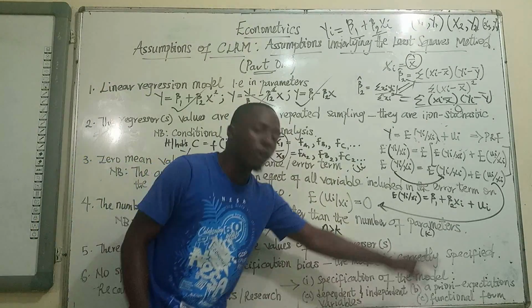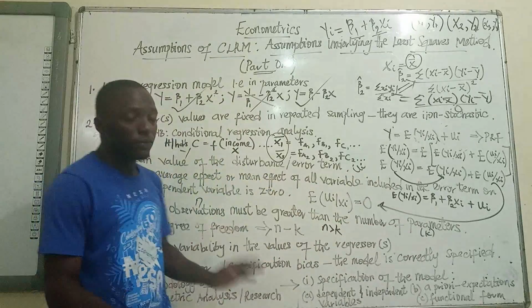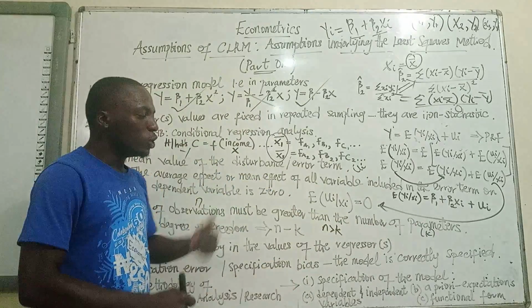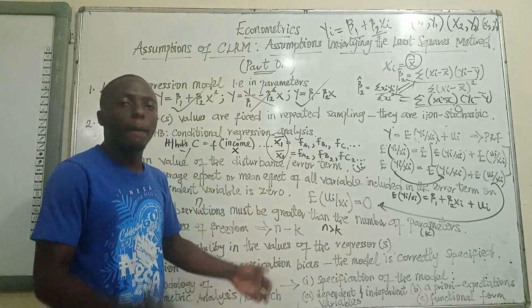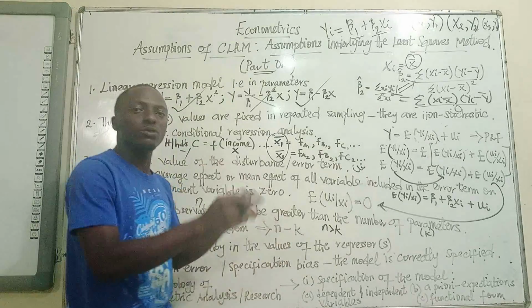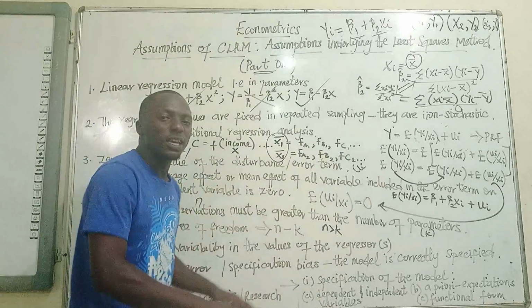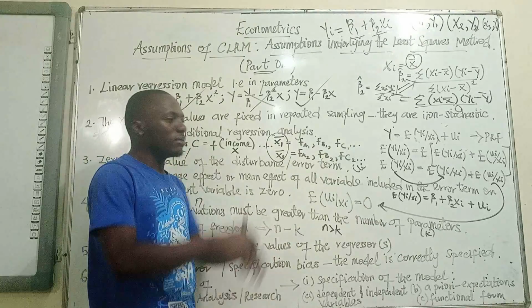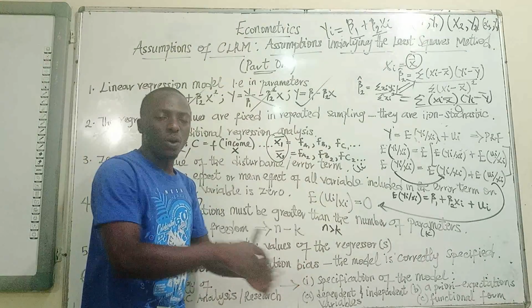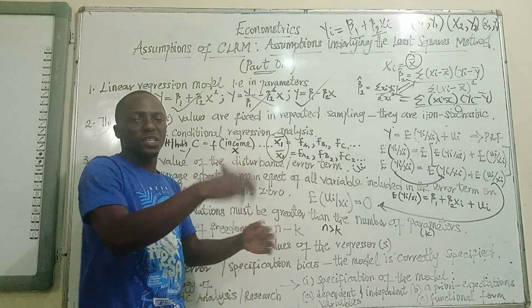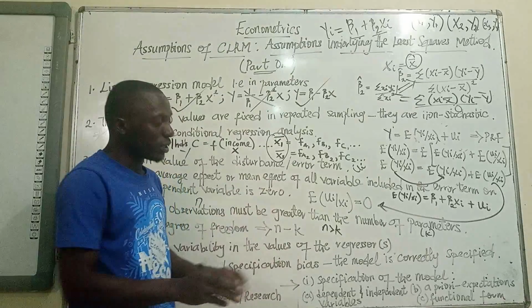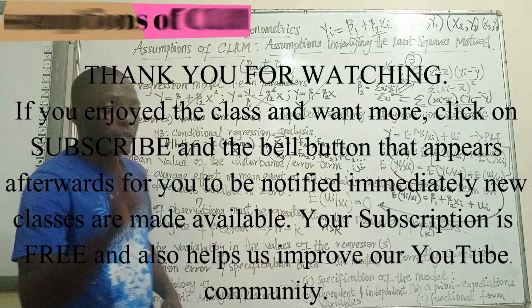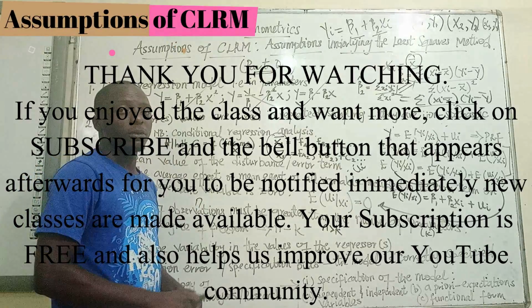And also the functional form of the model, very, very important. When you are specifying your model, you need to get the functional form right. Maybe the functional form or the mathematical form of the model will be a linear one, or maybe an inverse function, or maybe an exponential function. Very, very important to get that. So the last point here, specification of the model, very, very important.